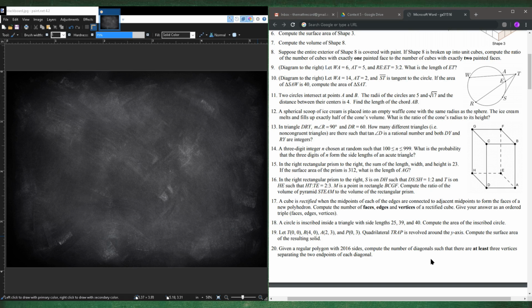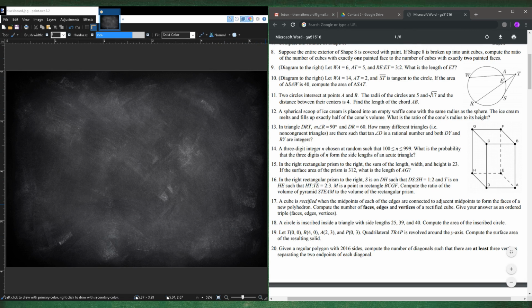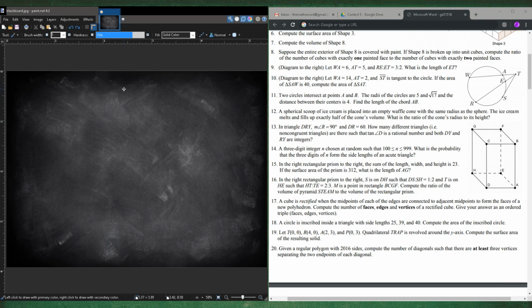Number 17. A cube is rectified when the midpoints of each of the edges are connected to the adjacent midpoints to form the faces of a new polyhedron. Compute the number of faces, edges, and vertices of the rectified cube. Give your answer as an ordered pair of faces, edges, and vertices.